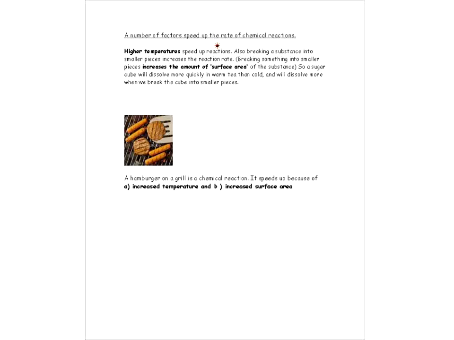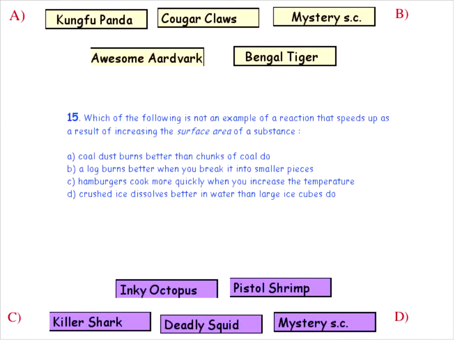Okay, so when we talk about chemical reactions, there's 2 different things that can speed them up, either higher temperatures or increasing the surface area. So if you look at a barbecue, that actually illustrates both those points, because you're increasing the temperature to speed up the reaction of the patties cooking, and also you're increasing the surface area because you take steak and then you grind it up into hamburger. That increases the surface area of the hamburger, right, of the meat? Yeah. And so for those 2 reasons, you're going to have a faster reaction, temperature and surface area. So here's a question. It says, which of the following is not an example of a reaction that speeds up as a result of increasing the surface area of a substance?